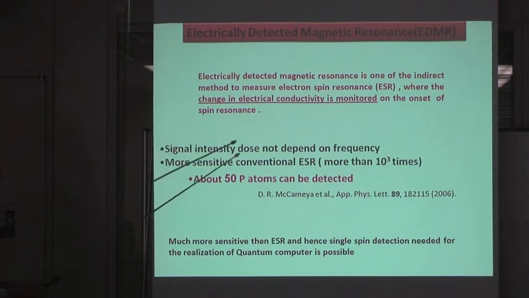That is, the signal intensity does not depend upon the frequency. That means that we can work at very low magnetic field without losing the intensity. And the second thing, it is highly sensitive than the conventional ESR. There is a group here which reports that they were able to detect less than 50 phosphorus atoms in the sample. So this gives us this method, the electrically detected magnetic resonance, is more sensitive than ESR. Hence, a single spin detection needed for the realization of a quantum computer is possible.